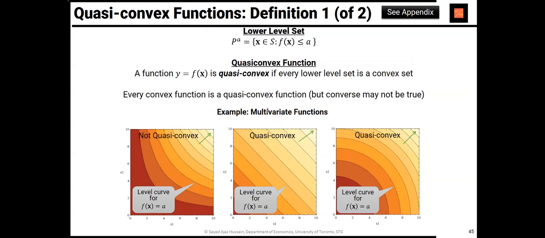In the same way, a quasi-convex function, if you remember, is one where every lower level set is a convex set. So this is now the one that corresponds to height a on the 3D surface.